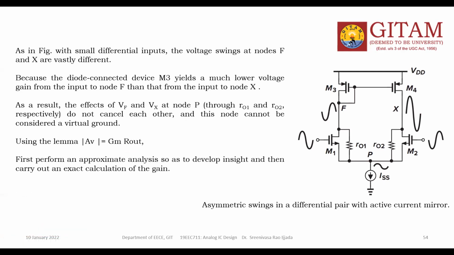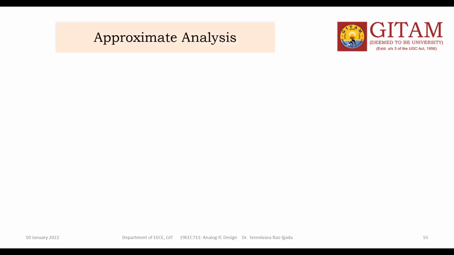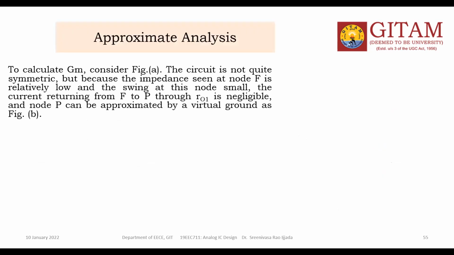First, perform an approximation analysis so as to develop insight, and then carry out the exact calculation of the GM. So we have to find the gain of this OTA. In the small signal analysis, we have two approaches: one is the approximation analysis, and one more is the exact analysis. We'll go for the approximation analysis first. To calculate the GM, consider the figure.